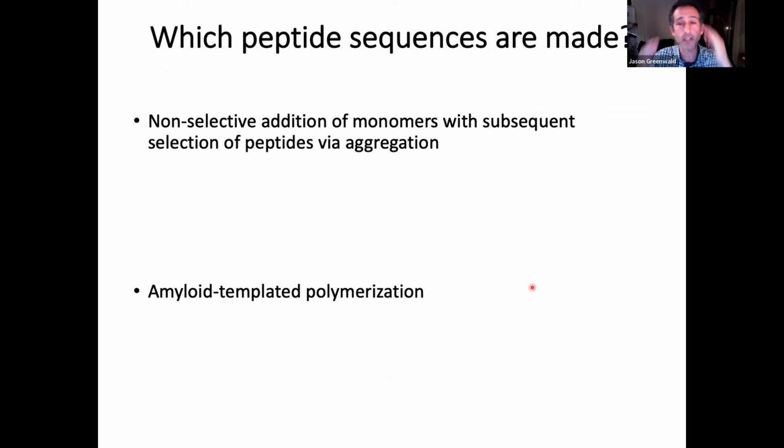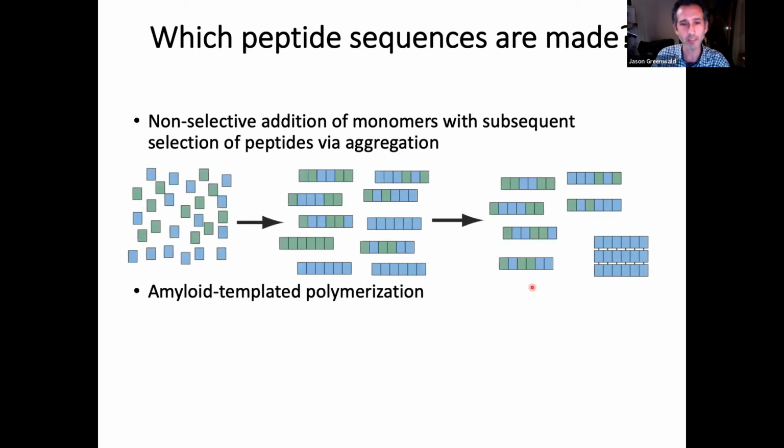So one big question is what sequences are made, and that's something we haven't been able to address directly, but I can think of easily two mechanisms for how some selection might occur. One is that you have random monomers polymerizing into random peptides, and then something selects them to aggregate, and that could be some similarity in sequence and amyloidogenicity and solubility.